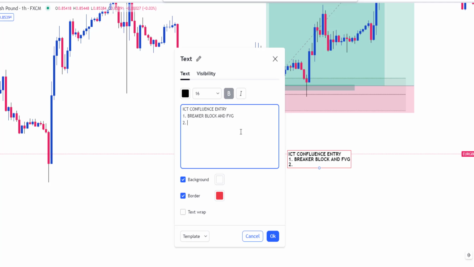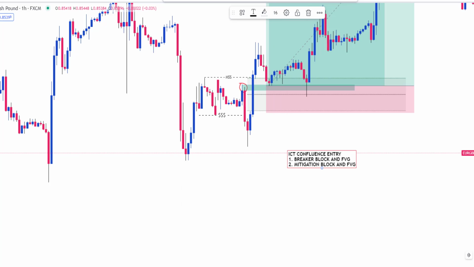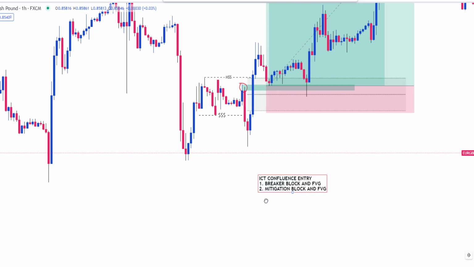And then the second one is a mitigation block. All right, that one we'll find on our chart. Mitigation block and a fair value gap. This is the second one. So you'll obviously see some of these things time and again on your chart, the confluence.